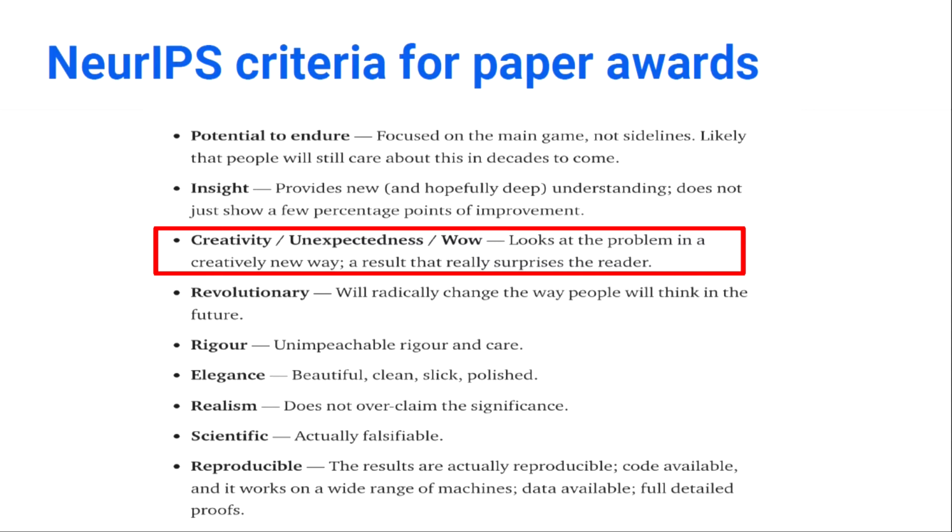This is the new NeurIPS criteria for paper awards, and look at this. Creativity, unexpectedness, wow. So it looks at the problem in a creatively new way, a result that really surprises the reader. This is one of the major criteria for the NeurIPS paper award, right? So you see how important creativity is.